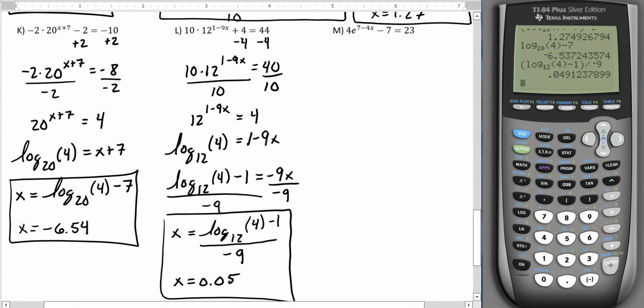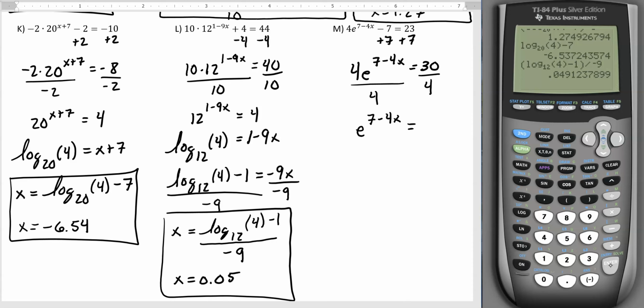All right, and now all that's left is letter M. If you haven't tried letter M yet, go ahead and give it a shot. Otherwise, we're going to do it together in 4, 3, 2, 1. Hopefully we realize first step, got to get rid of this minus 7, so we'll add 7 to both sides. 4e to the 7 minus 4x would equal 30. And now we'll divide by 4 to get e all by itself, right? I know it might look like 4e is the base, but that's not the case here, right? 30 divided by 4 would simplify to 15 halves.